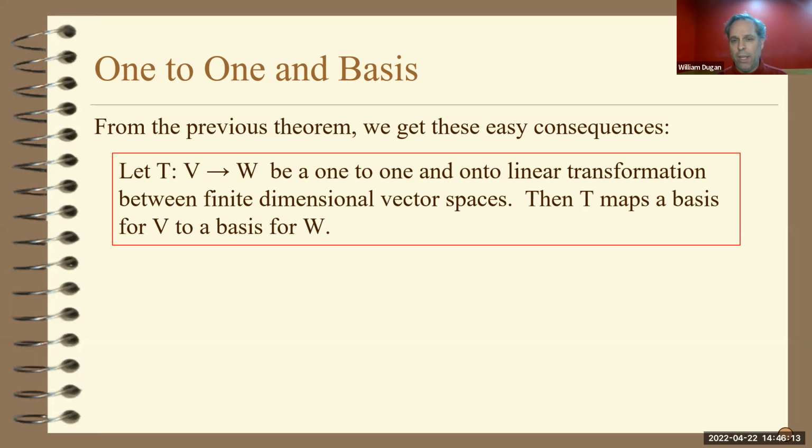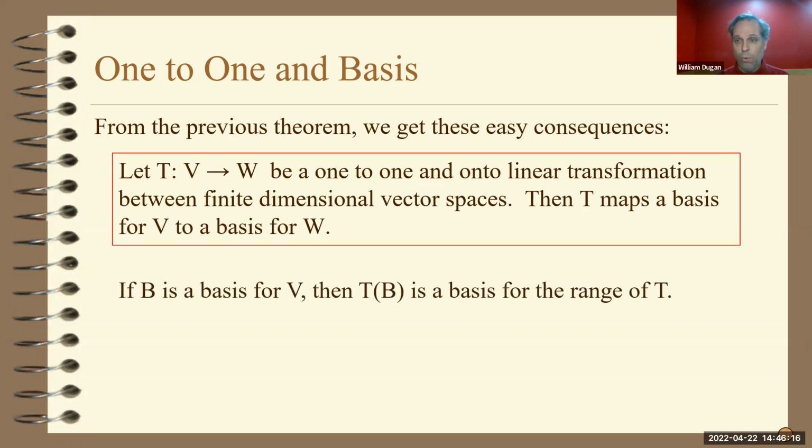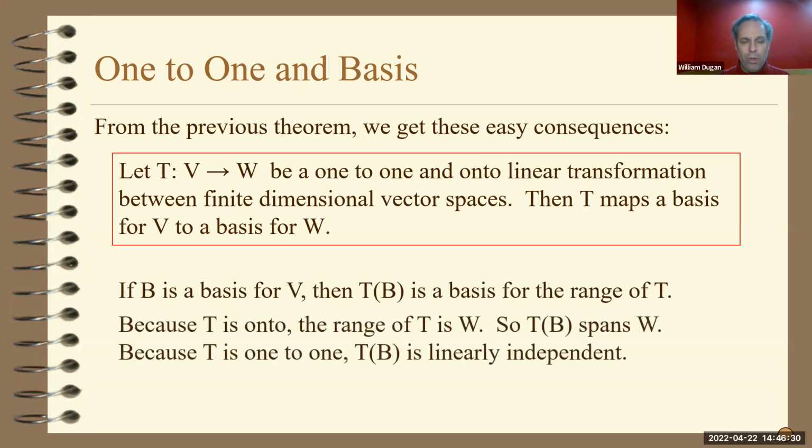It's really easy to see why. If you have a basis for V, then T of B is a basis for the range of T. We already know that because it has to be linearly independent and it has to span the space. But we know that since T is 1 to 1, then the range of T is W. So T of B spans W. But since T is 1 to 1, then T of B is linearly independent. So these T of B, the transformation applied to the basis of V, has to be linearly independent and span W. It's a basis for W. That's it. It's really easy.